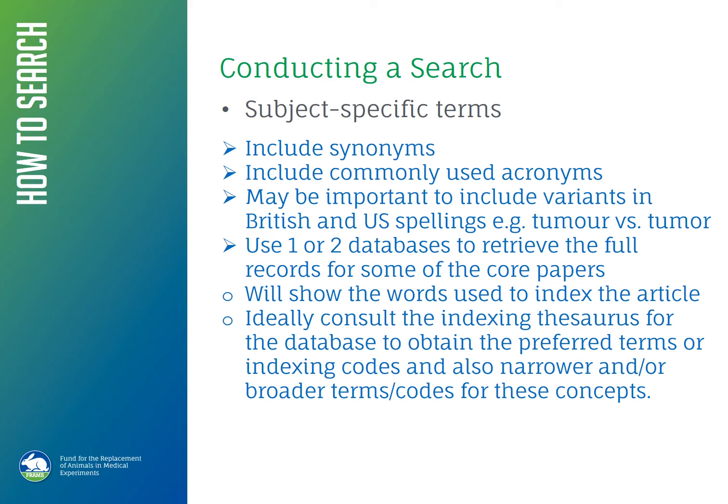It would be useful at this stage to go into one or two databases and retrieve the full records for some of these core papers. This can easily be done by searching on appropriate words from the title and author names in the title and author fields, and/or by searching by date in the year field. The full records will show the words which have been used to index the articles for the databases. They may help to identify some more keywords.